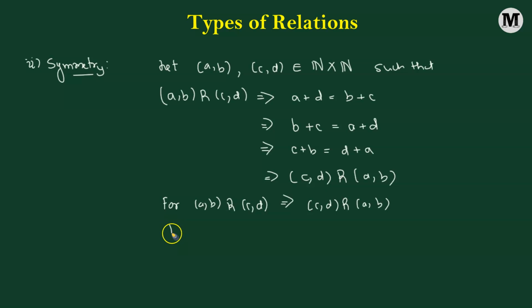So hence what we can say? So hence we can say that our relation R is symmetric. So this is a symmetric relation on the Cartesian product of n with itself. Okay. The second part is done.